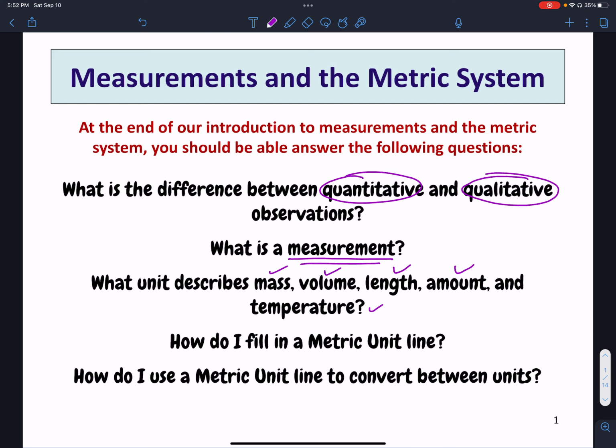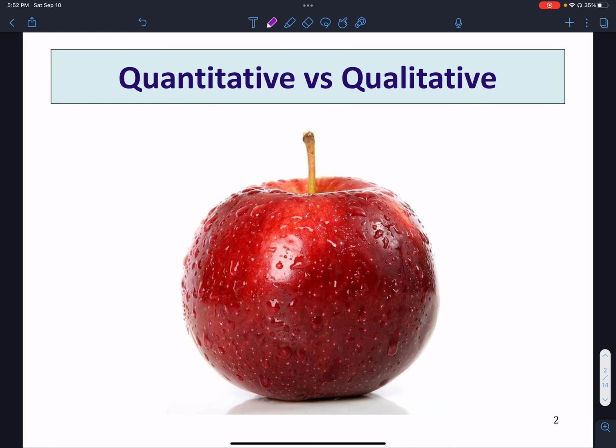In a separate video, you're going to learn how to fill in a metric line, and I'll show you how to use that metric line to move between prefixes in that metric unit. All right, so let's start with qualitative versus quantitative.